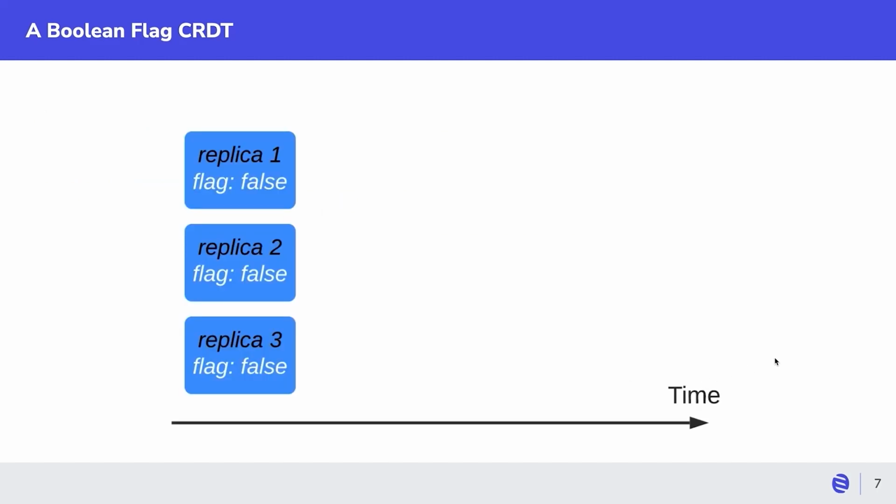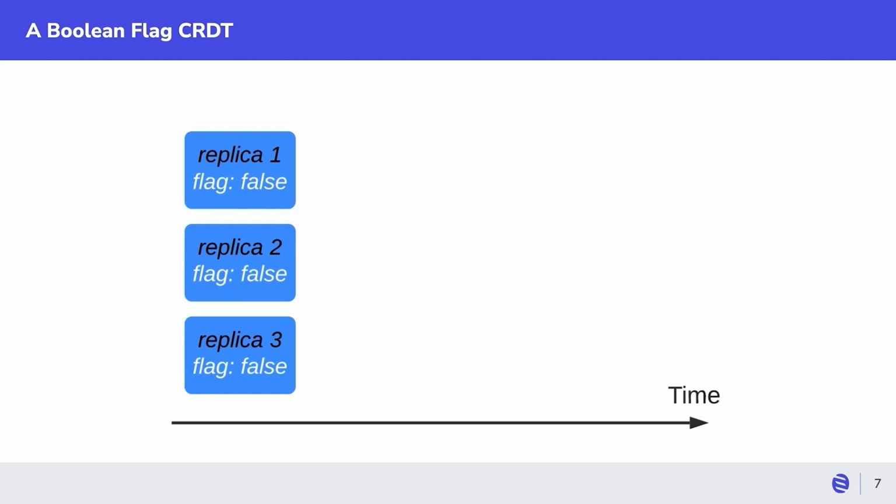So let's look at it from the perspective of different replicas. Let's assume that we have a system that has 3 replicas. Each of those replicas holds a flag value. In this case, the flag starts from a 0 point, it's false, and then we can see how that value is mutated over the system.